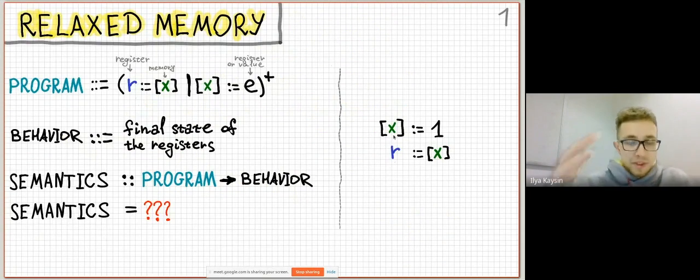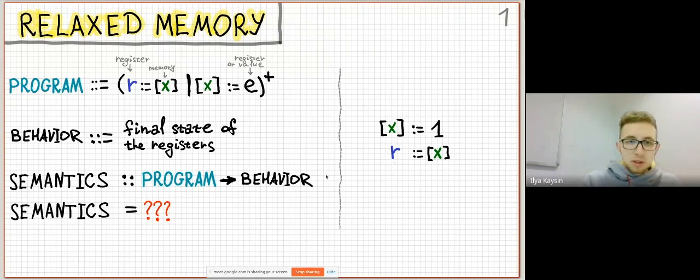What the setting of weak memory is. Assume that our programs have very simple syntax. A program is just a sequence of instructions where every instruction is either a read from a memory to a local register or a write to the memory. For example, here we first write value 1 to a location in the memory X, and then we read from X to a local register R.